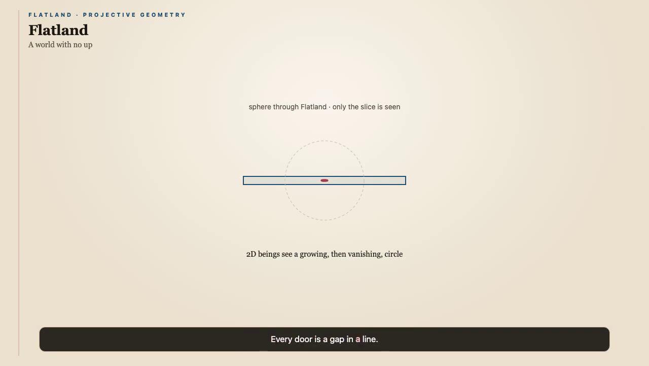Every door is a gap in a line. Every shadow is a shorter segment. There is no sky above them because above is not a direction they can name.